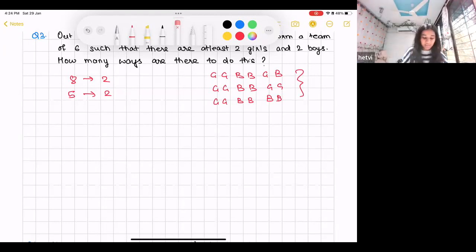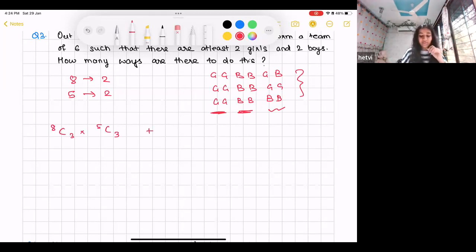Okay, so I'll explain that answer. So now we have 3 cases as we just saw. We definitely need 2 girls and 2 boys. And for the remaining 2, we can either have girl boy, or girl girl, or boy boy. So we'll take each of the cases separately. For the first case, where we have 3 girls and 3 boys, we get 8C3 times 5C3, because out of 8 we select 3, out of 5 we select 3.